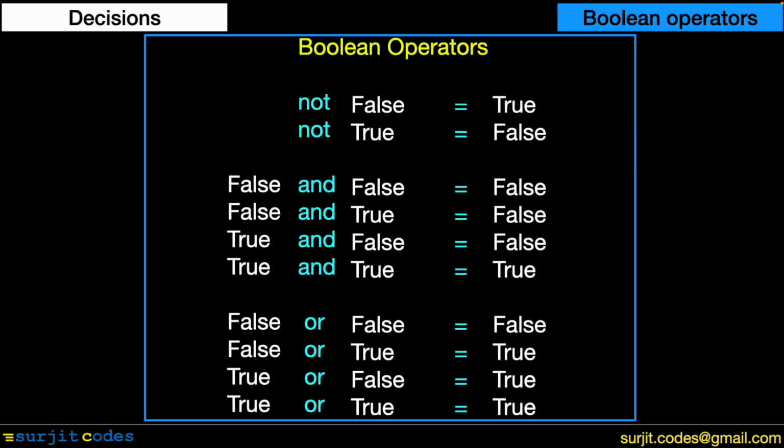Not, and, or are three Boolean operators. Not false is true and not true is false. For the and operator, the result is true if both the expressions are true. So we don't proceed further if the result of the first relation is false. On the other hand, for the or operator, the result is true if either of the two expressions is true.